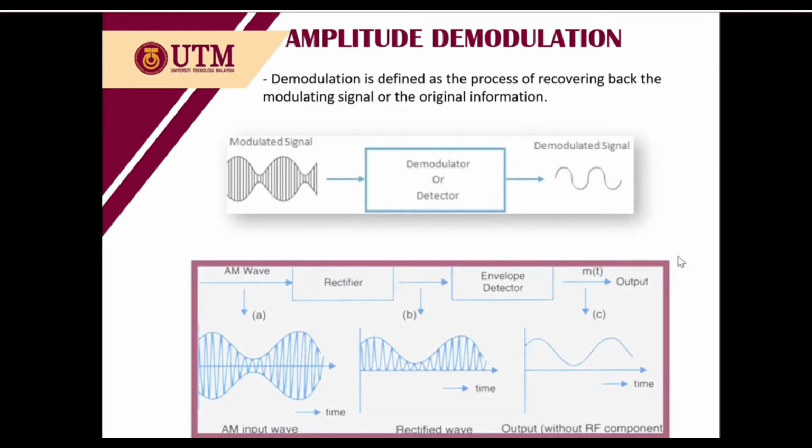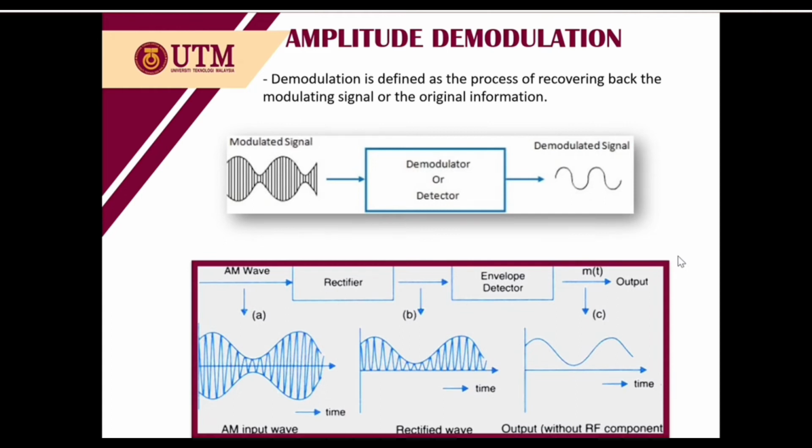Next is amplitude demodulation. Demodulation is defined as the process of recovering the modulating signal or the original information, or it is known as the reverse process of modulation. As we can see here, this is the amplitude modulation just now, or we can call it the modulated signal. When it passes through the demodulator, we will produce the demodulated signal. And these are the details inside the demodulator.